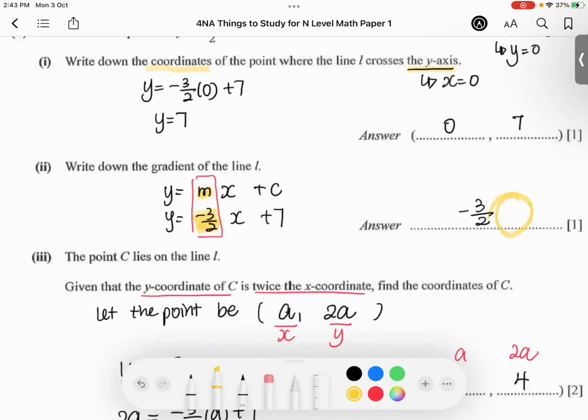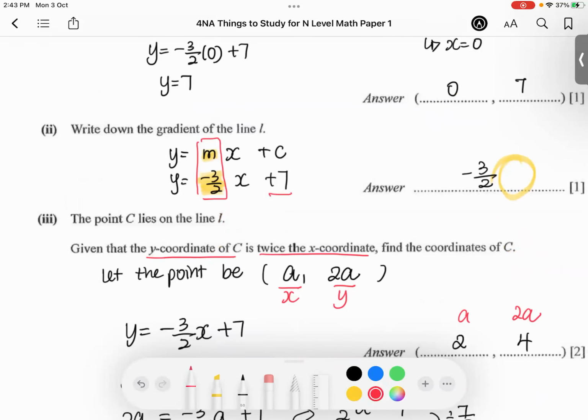Right, obviously, we also know at the same time, this one is your y-intercept. If the question is not asking for the coordinates, they only ask you for the y-intercept value, then the answer is just the number 7. If they ask for coordinates, then it's (0,7) with the brackets. Okay, different. The value of the y-intercept is just the number 7. But if they ask you for coordinates, then it's (0,7). Clear?